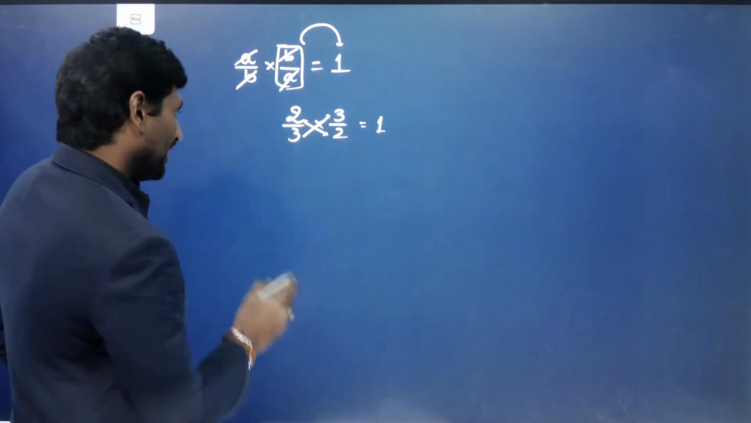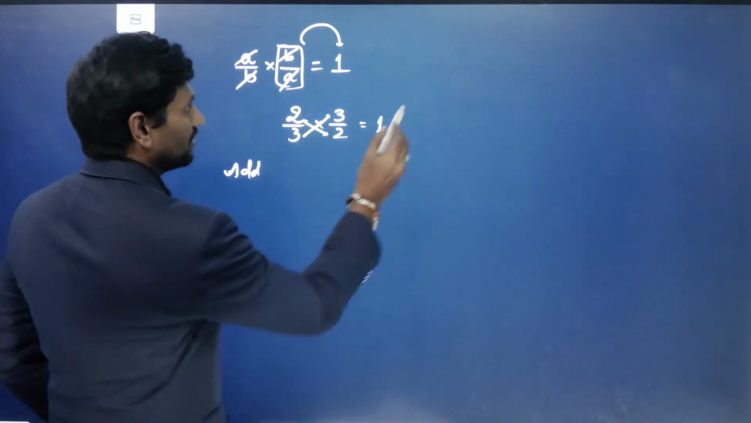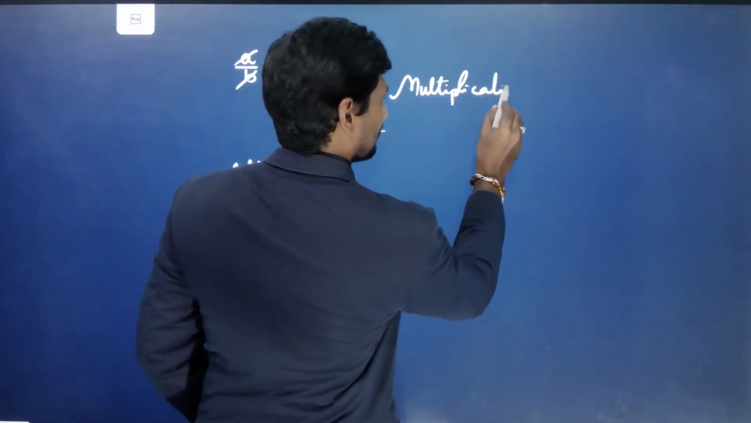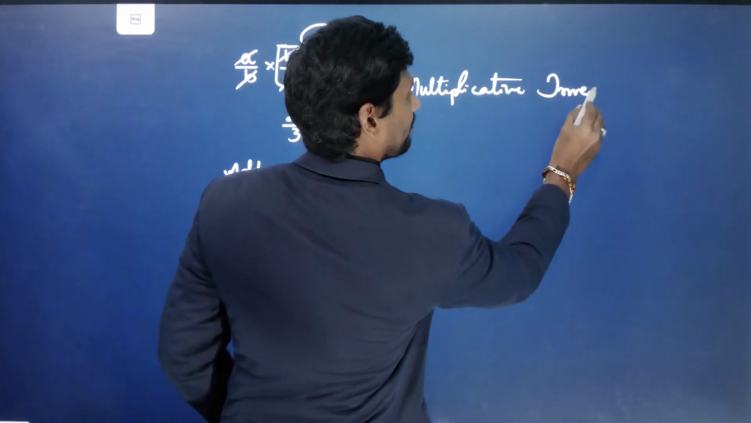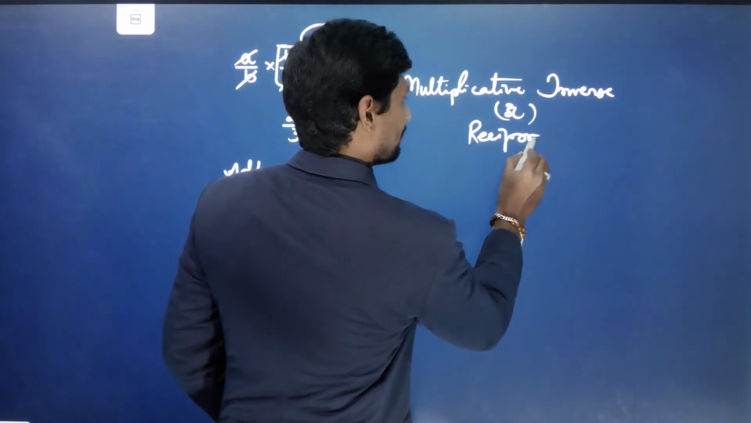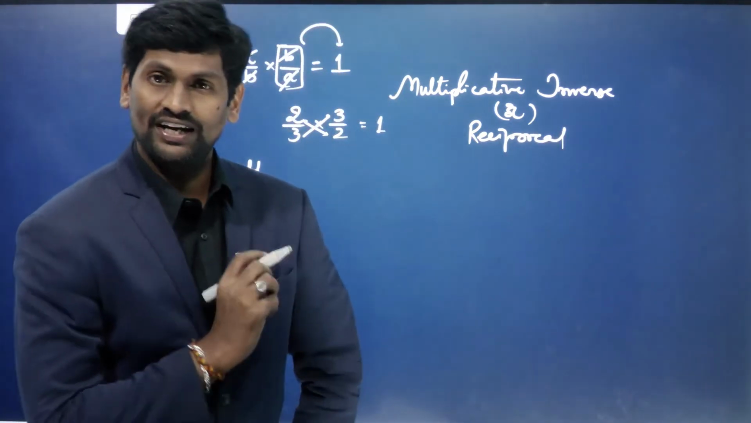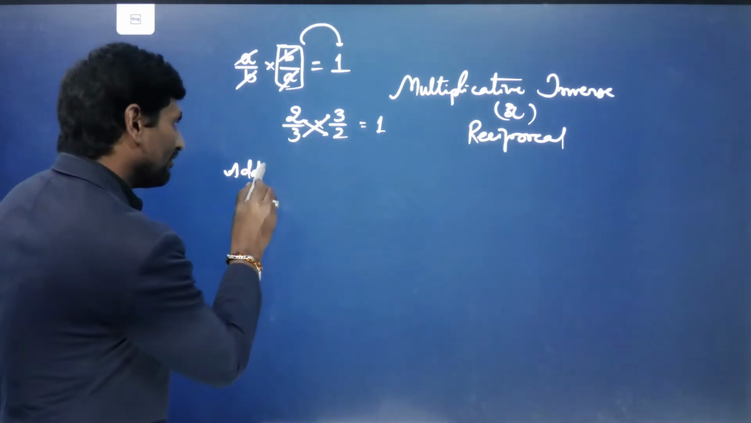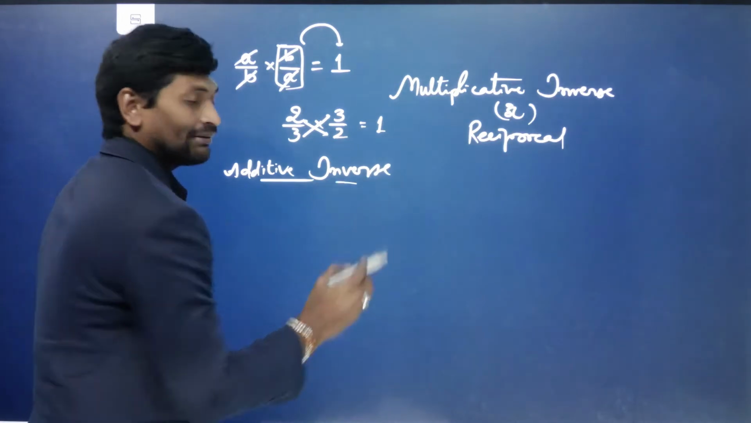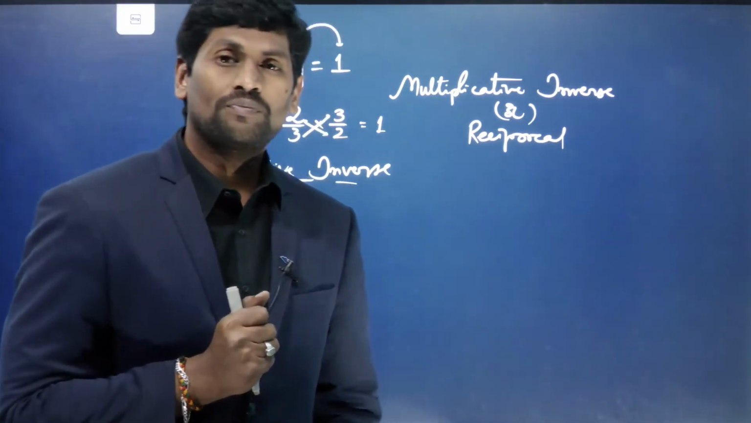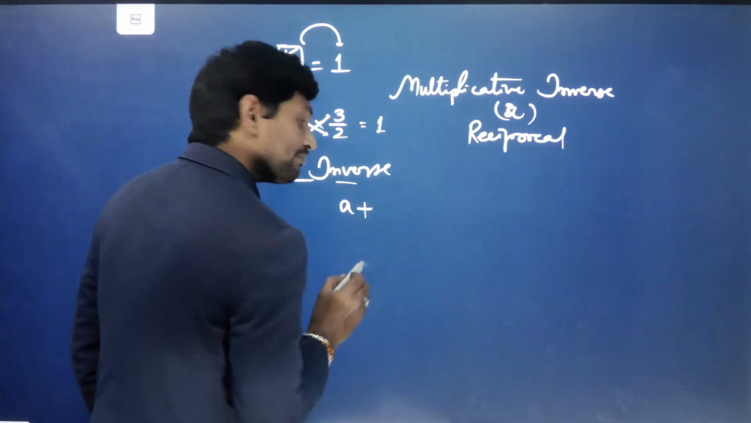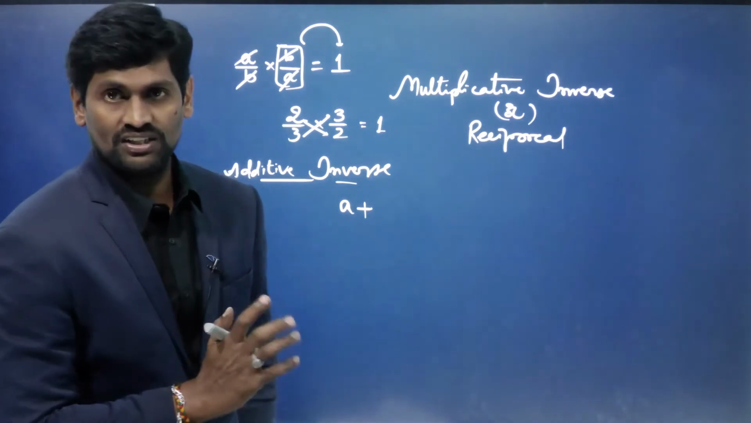Okay? Same way, additive inverse. Here multiplicative inverse or reciprocal: another name of multiplicative inverse is called reciprocal. Right. Now additive inverse. That means if the sum of any two numbers is 0, then each number is the additive inverse of the other.